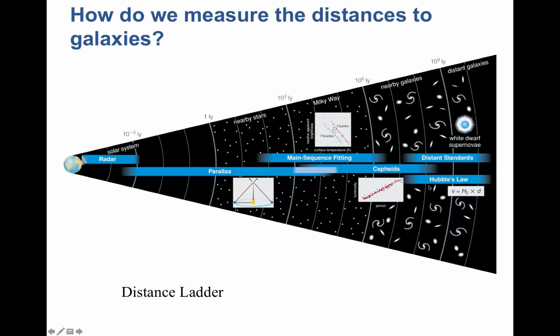So we need some other method, right? So how does this work? Well, we use parallax and radar to determine distances to nearby things, from which we can calibrate these stars and then use these stars in main sequence fitting to determine distances to other things. We're using, in this case, the method of standard candles. So that's the most common way of measuring the distances to things.